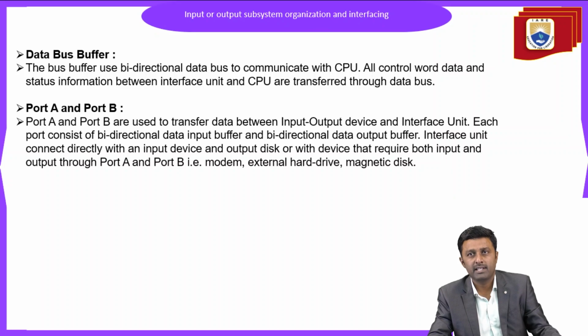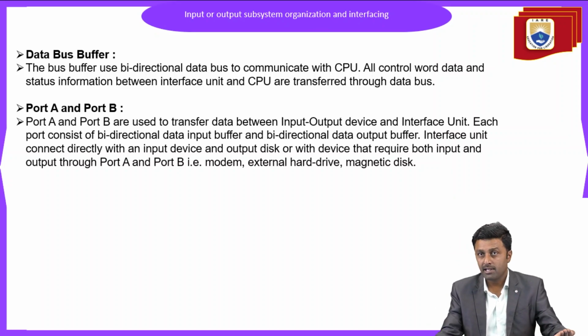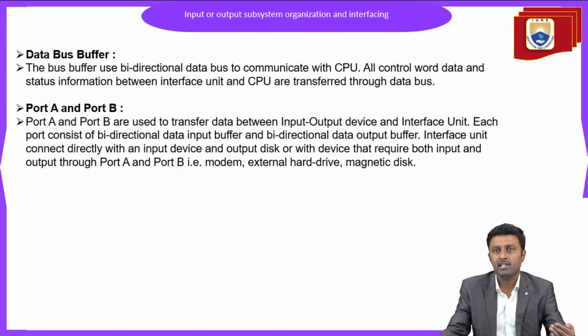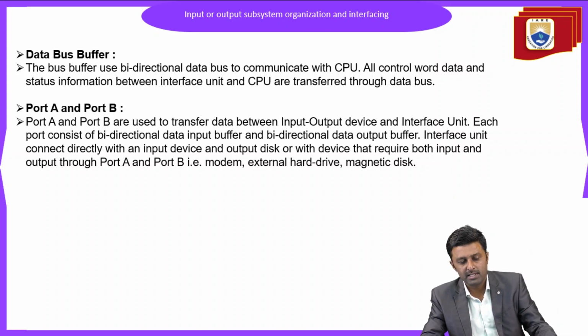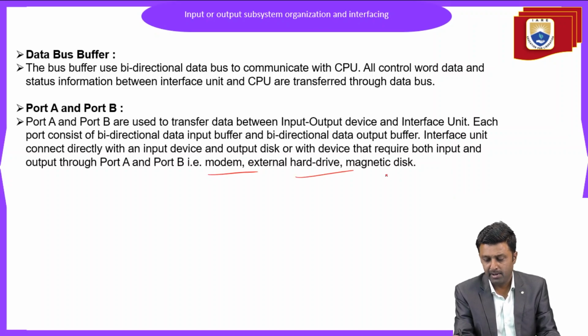Each port, here port A and B, consists of bidirectional data. That is, the data can be transferred in both ways, and the interface unit is connected directly with the input devices and the output display. Examples of these devices are a modem, external hard drive, and magnetic disk.